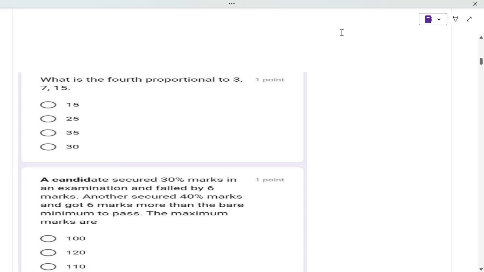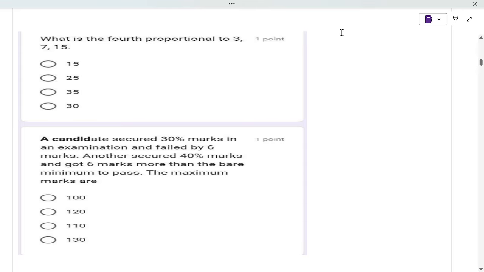What is the fourth proportion? What is it? Ratio and proportion. This means A by B is equal to C by D. If A is 3, B is 7, C is 15, and D is X. So 3 how much times? 5 times, right? So 7 times 5 is 35. 1 times X is equal to 35. So the answer is 35.